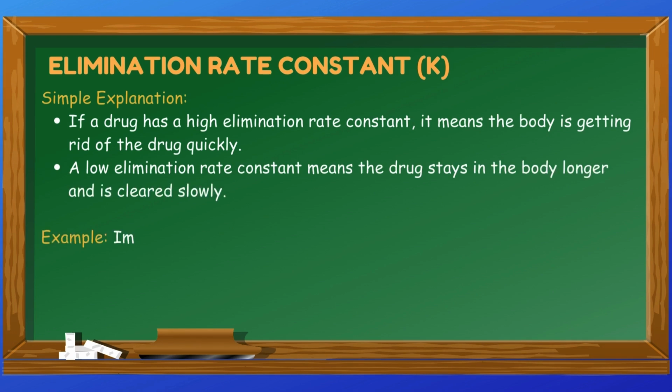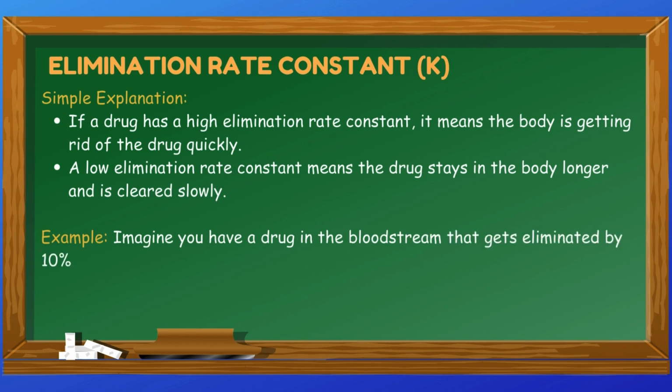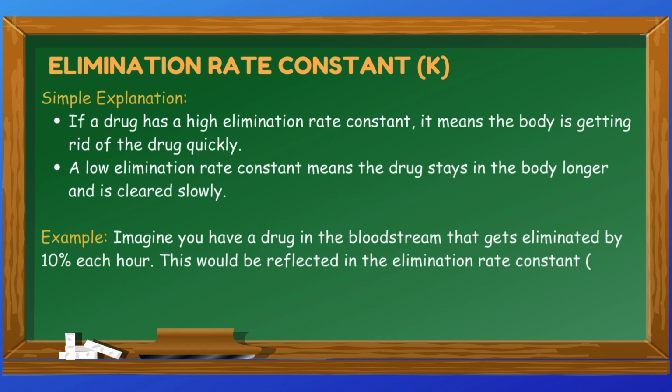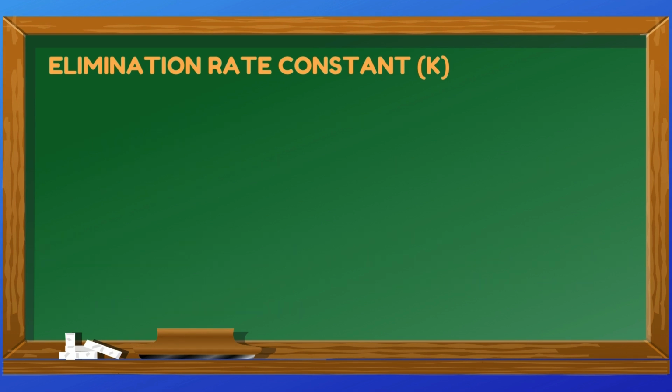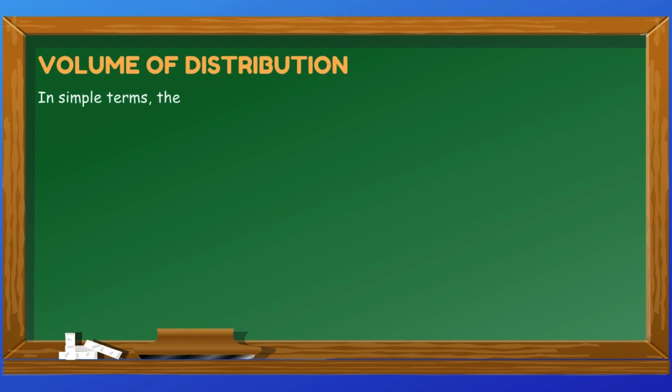Example: imagine you have a drug in the bloodstream that gets eliminated by 10% each hour. This would be reflected in the elimination rate constant. If the elimination rate constant is 0.1 per hour, it means 10% of the drug is removed from the body every hour. Second parameter is volume of distribution.